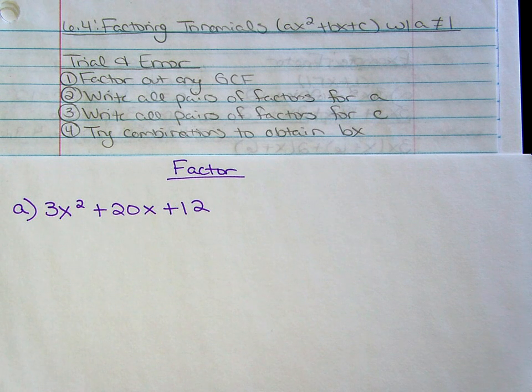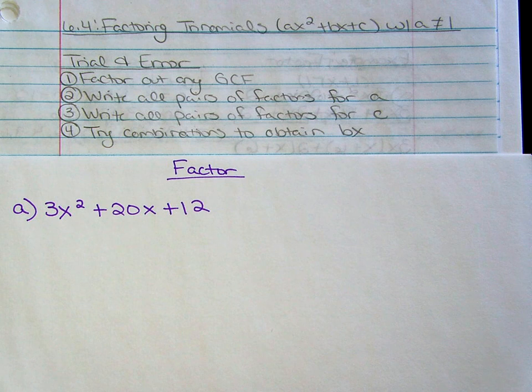And then step 4 is to try combinations in order to obtain your middle term, that bx that's in the middle. That's why this method is called trial and error. It's because you're going to try some things and they're not going to work, and then you're going to try some new things and maybe they will.